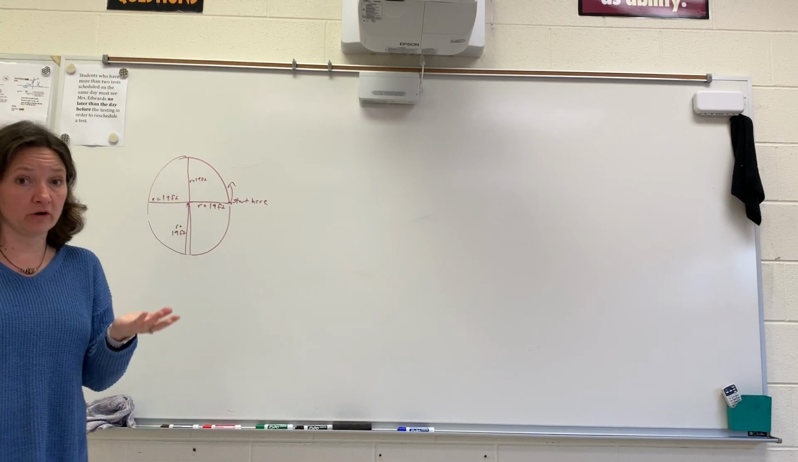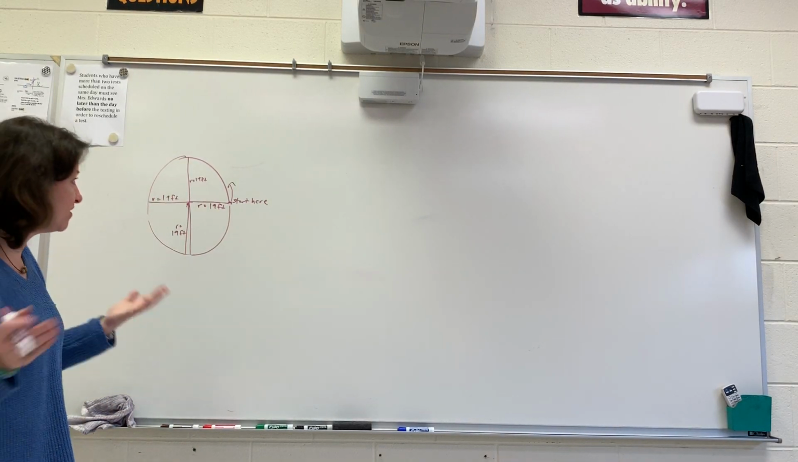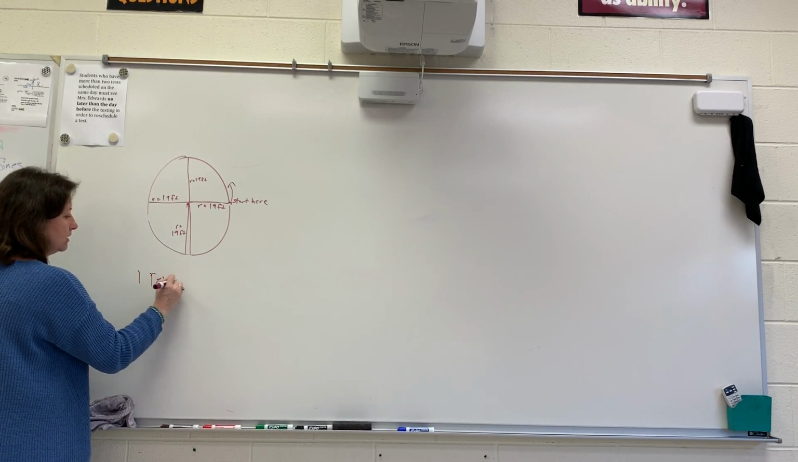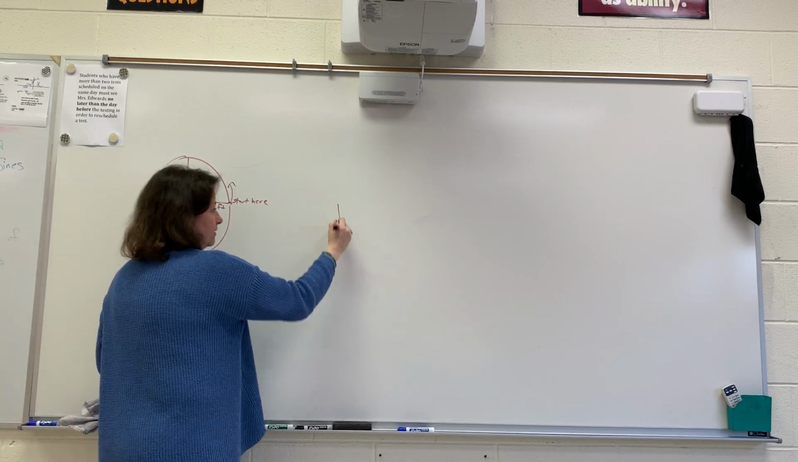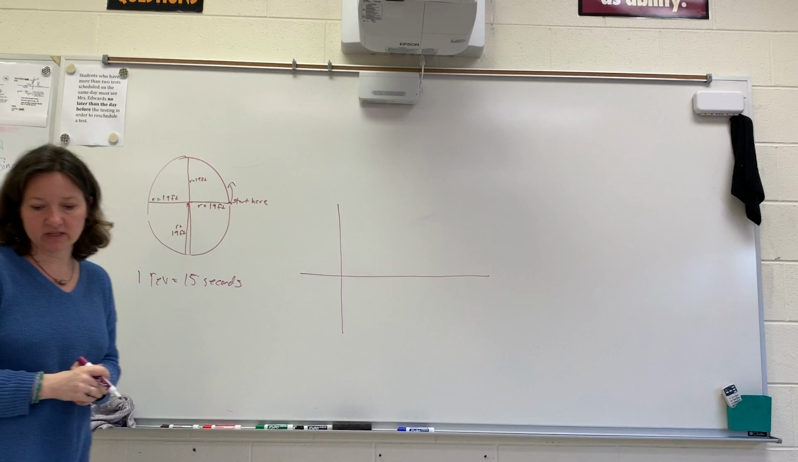That's right, a quarter of a minute. What's a quarter of a minute? 60 seconds are in a minute, so 15 seconds. So 1 revolution equals 15 seconds. So we're going to make a graph to represent where we are as we travel around this Ferris wheel.